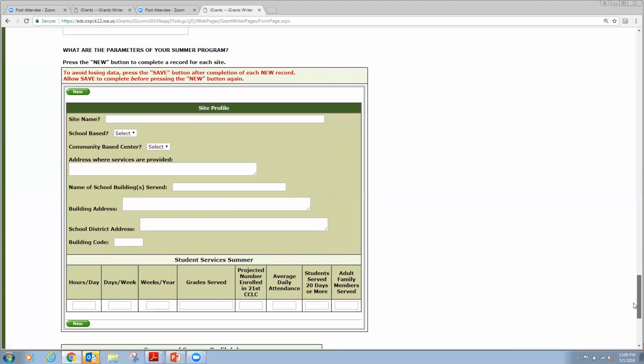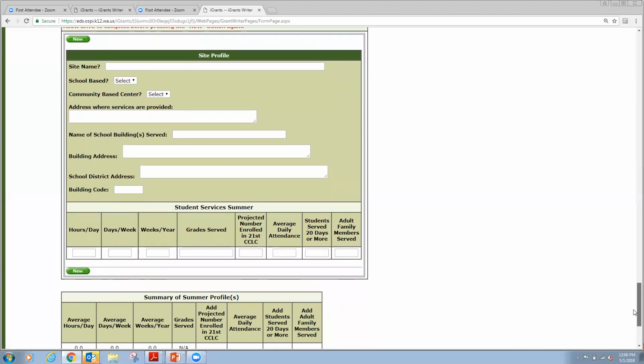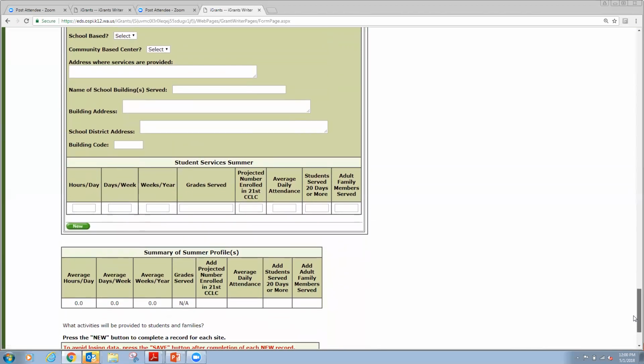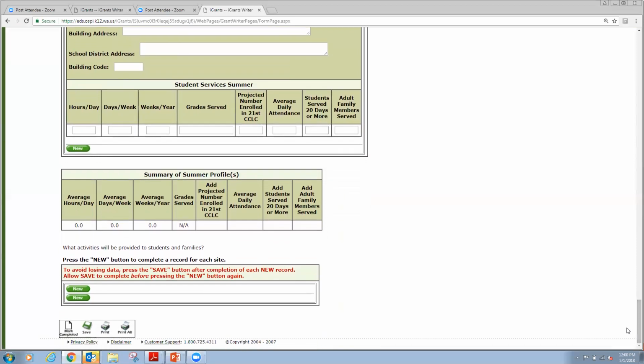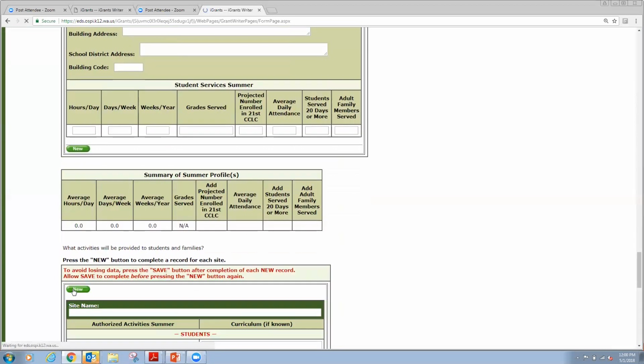Similar hours, days, weeks, the grades, number enrolled, how many you're going to serve. And then it will average it for you. In the summer profiles, for each site, again, you'll want to fill out another profile. And then this activity box is down here. Don't forget to fill it out for school year and to fill it out for summer. Which is a new feature.